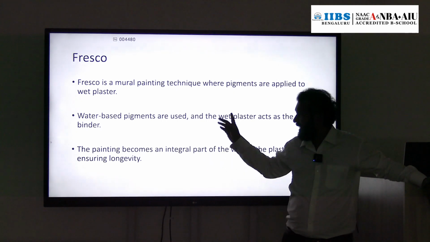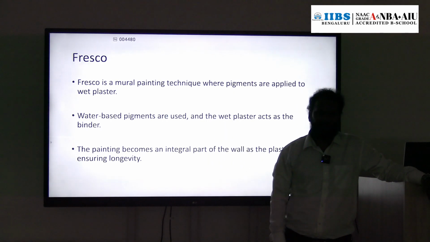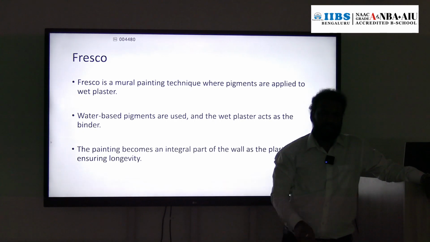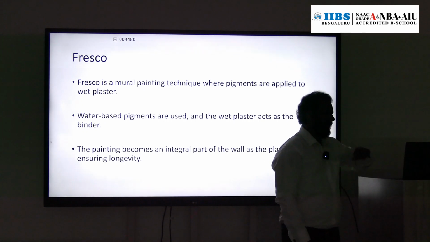And they generally use water based pigments from natural resources, vegetables, right? Colors which are extracted from natural resources like plants and vegetables were used in the mural paintings. Got it? So that is about the mural paintings, in that the fresco technique.